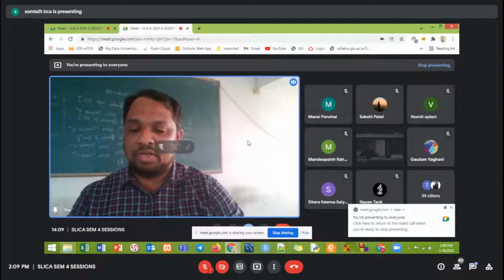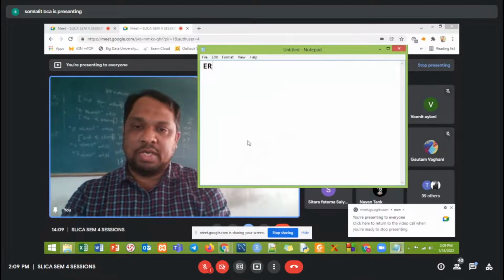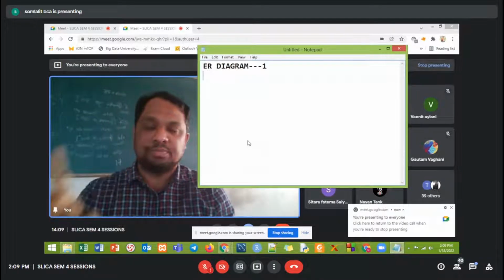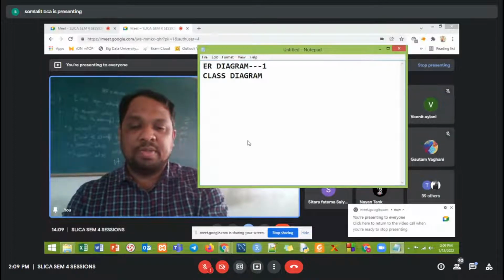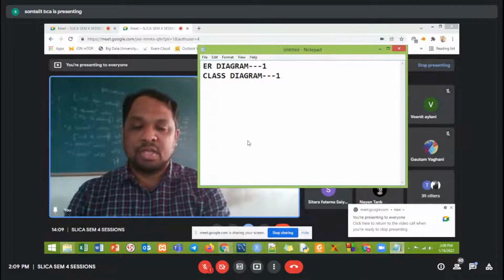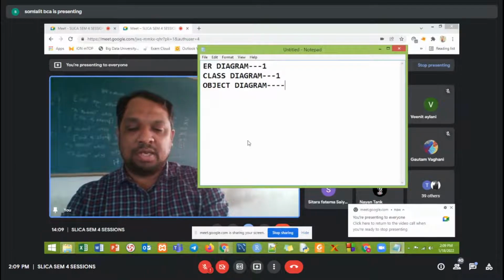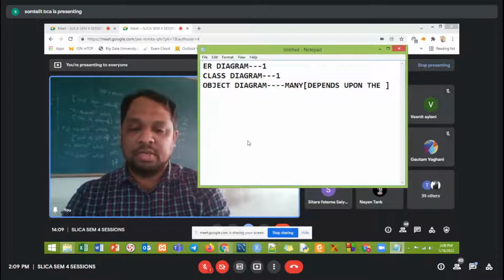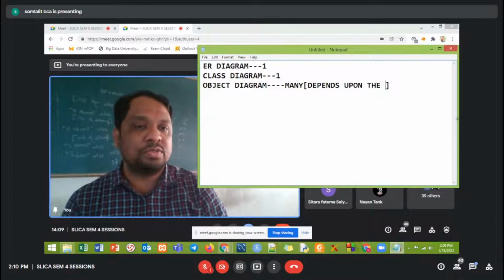Whenever you are preparing, I'll write from the beginning. If we are talking about an ER diagram, there will always be one for the whole system. If we are talking about a class diagram, there will again be one for the whole system. If we are talking about an object diagram, there can be many. It depends upon the different scenarios.